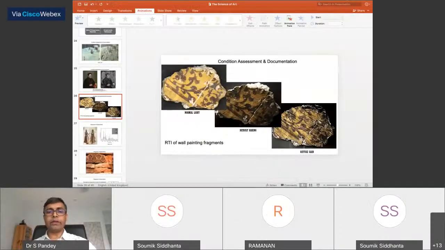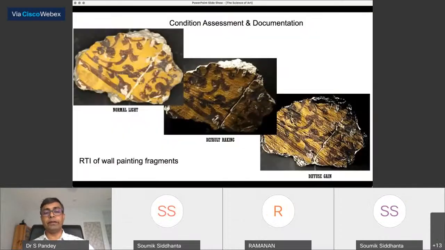Okay, so this is what you can see. It gives you hidden information about the object and a lot of things one can do. I mean, nowadays people are trying to use different kinds of radiation to do RTI, like UV RTI, IR RTI, and things like that.